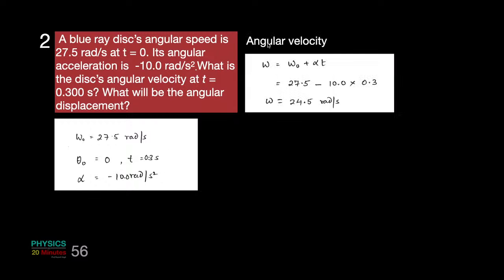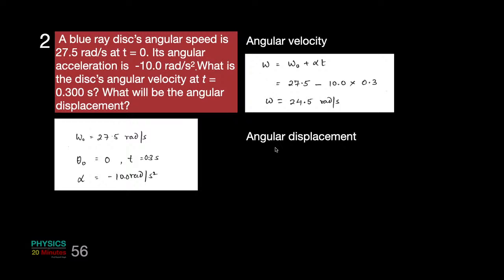Then I can find the angular velocity. We can use a kinematical equation for rotational motion. We have done it in theory. Omega is equal to omega 0 plus alpha t. So omega 0 is 27.5, alpha is minus 10, t is 0.3. You put the value, you will get your answer.